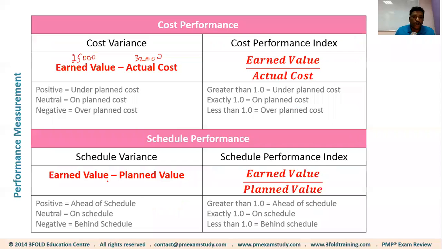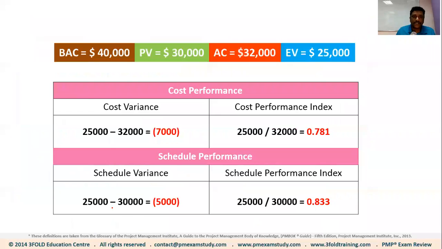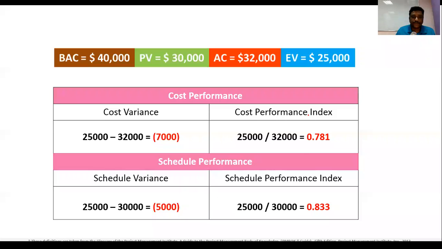Okay, now we are moving on to schedule variance. The formula for schedule variance is how much work you completed and how much work you were supposed to complete, planned to complete. The work you completed is 25,000. The work you planned to complete was 30,000, isn't it? Because you're supposed to complete 3 sides of the compound wall, right? So it's going to be 25,000 minus 30,000. So the schedule variance is negative $5,000.